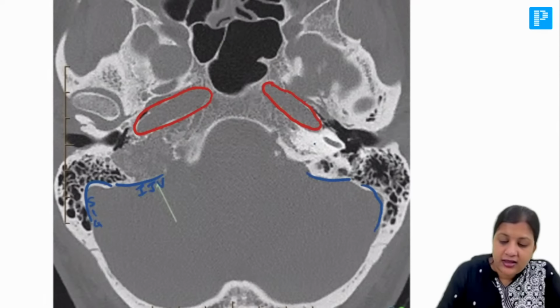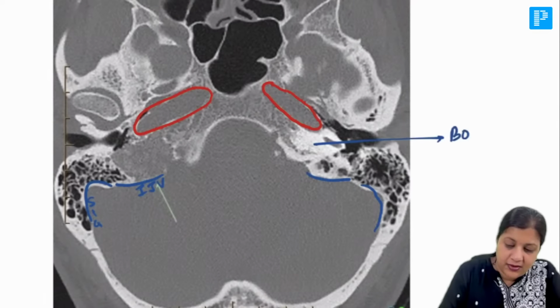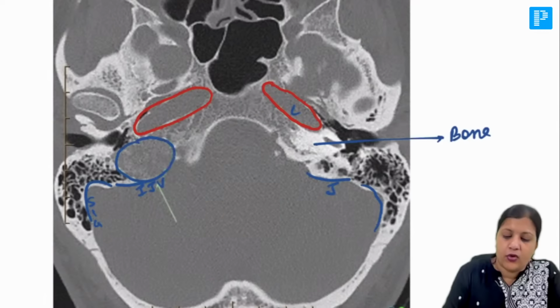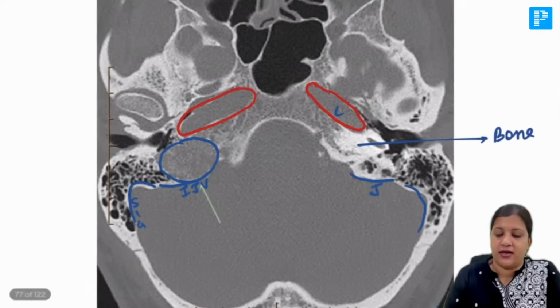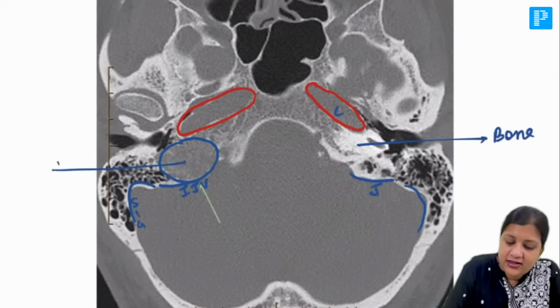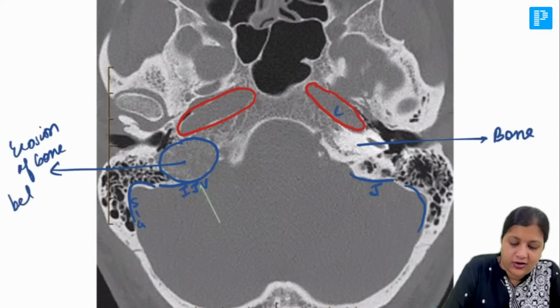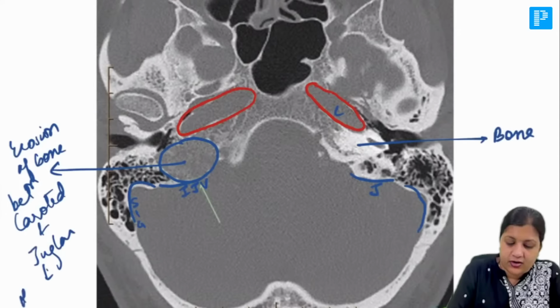Now look here, there is a bone present here between the carotid and the jugular. But look at the opposite side. Is there any bone present between carotid or jugular or it's absent? It's absent. So this sign where there is erosion of bone between carotid and jugular is called as, what is it called as? It is called as Phelps sign.